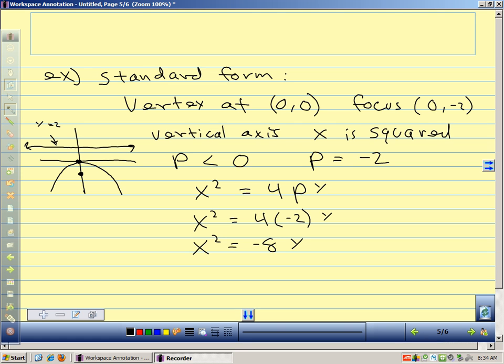Questions on that example? All right, last example for today.